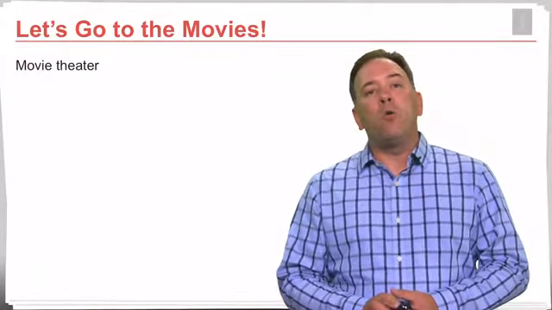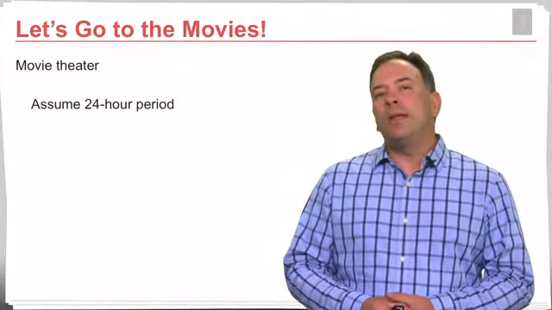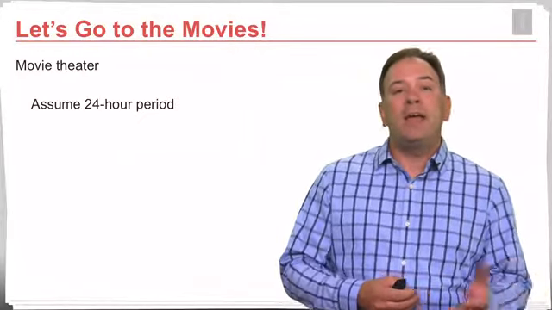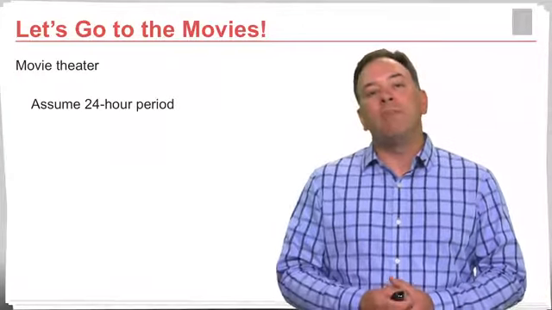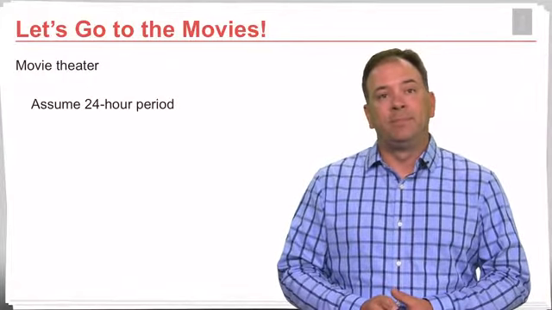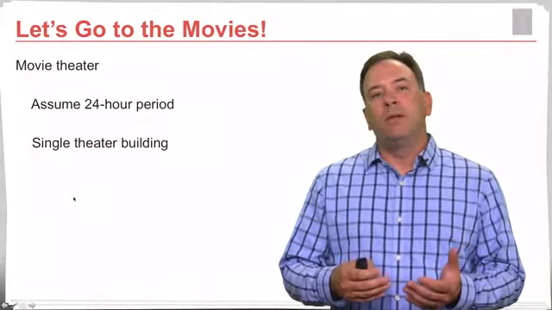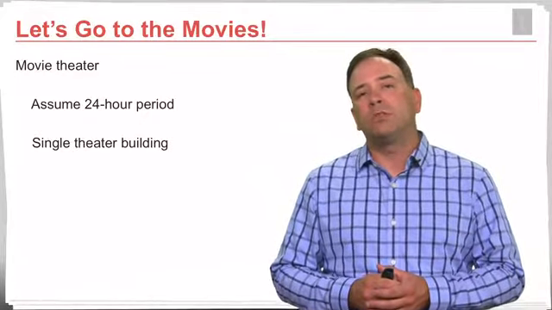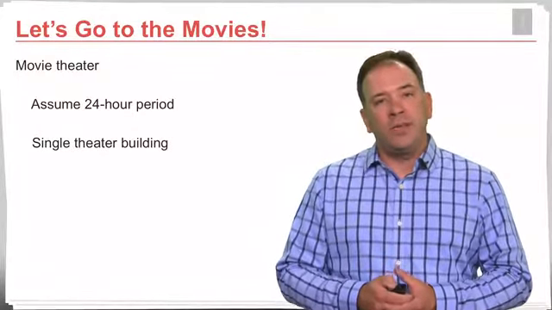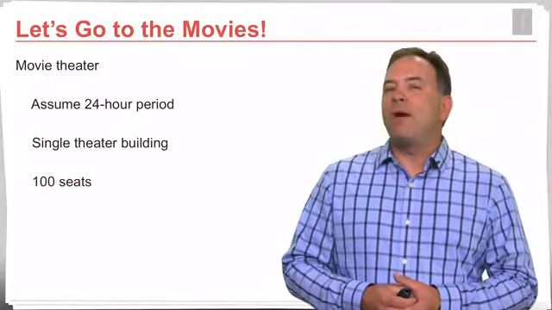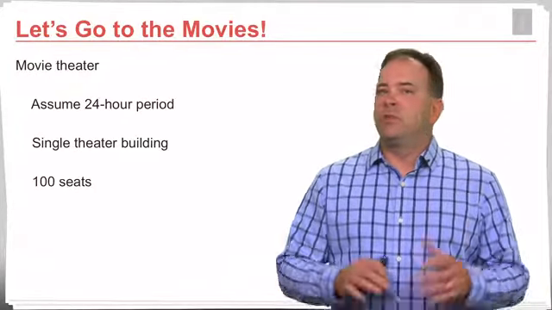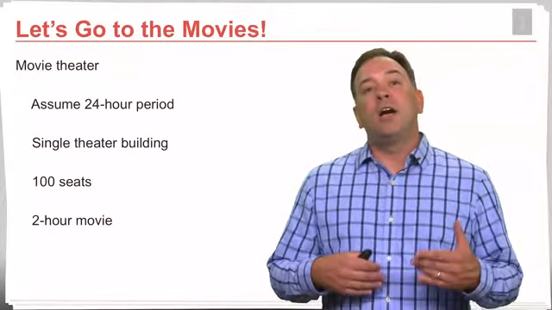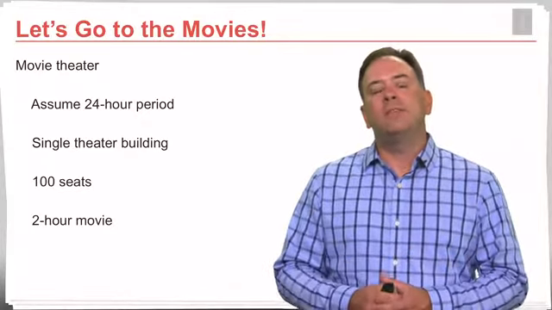Let's imagine that we own a movie theater. And we are assuming that we're thinking about capacity in a 24-hour time period. So say midnight on a Friday morning all the way to 11:59 p.m. that night. We're also thinking very simply. We have a single theater building. It's not one of these huge multiplexes with multiple screens. It's just a single room with a single screen. And we have a nice round number of seats at 100 seats. So it's not huge. We're also assuming that we're focused on a 2-hour movie, just to keep things nice and even and simple.